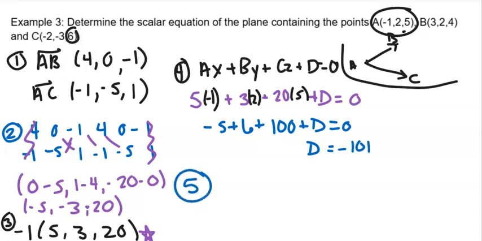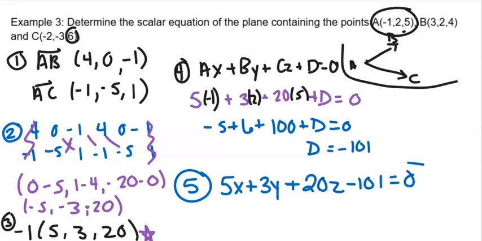My last step is writing out the scalar equation of my plane with my A, which is 5, my B, which is 3, my C, which is 20, and my D, which is -101, all equal to 0.